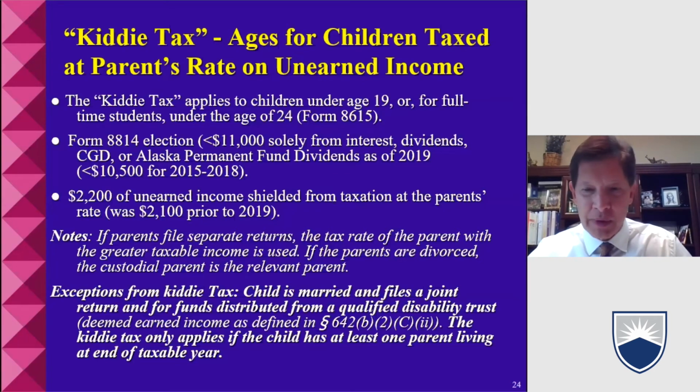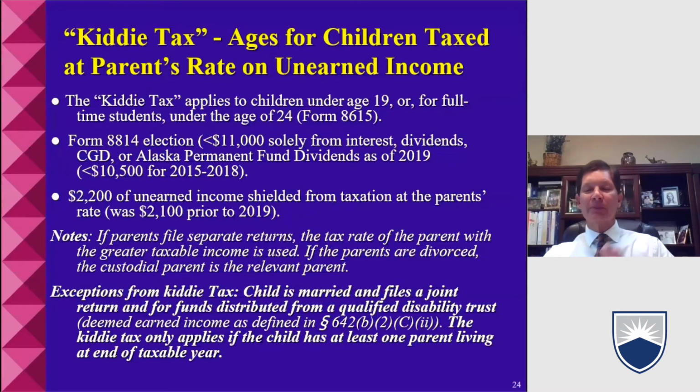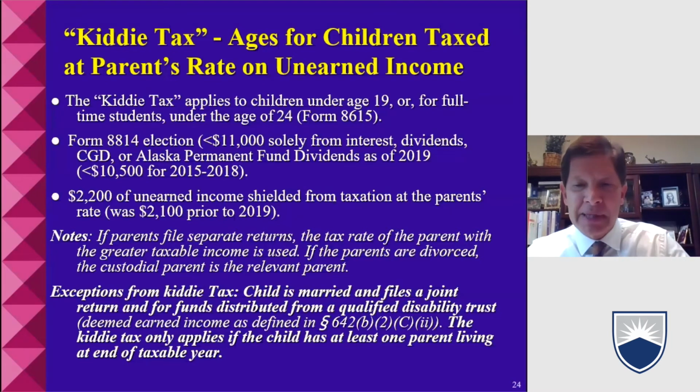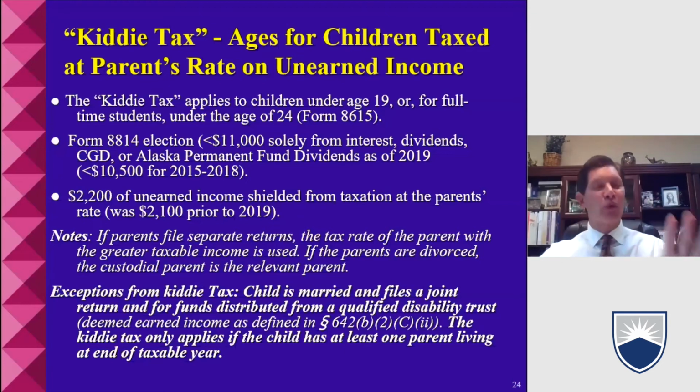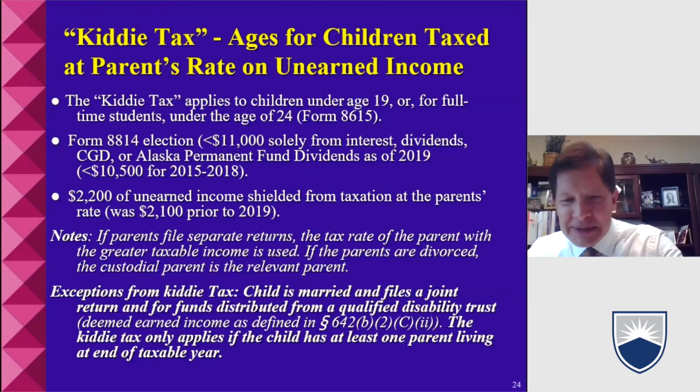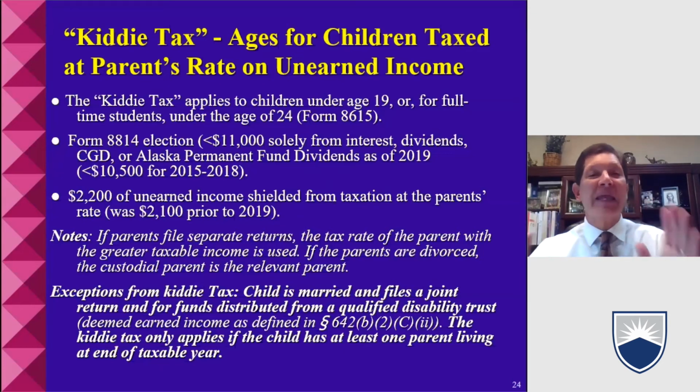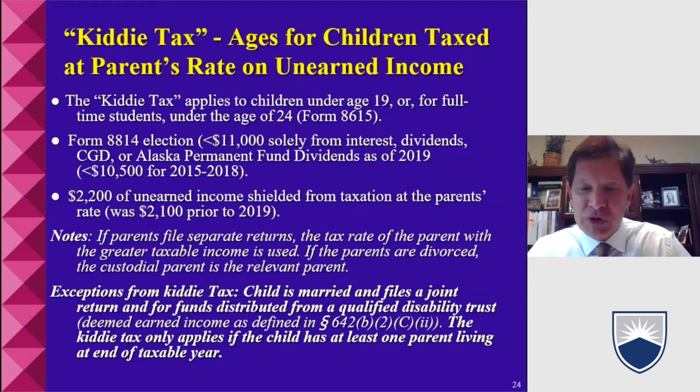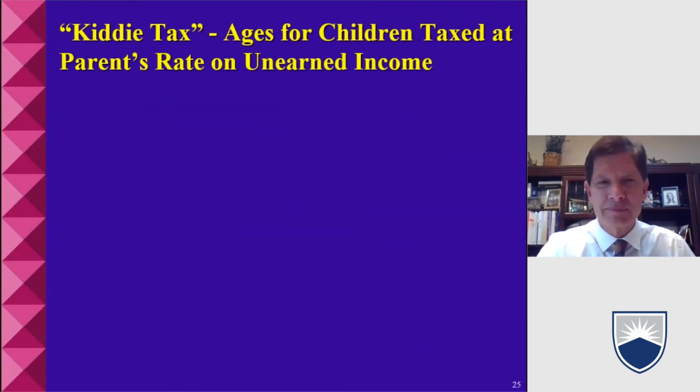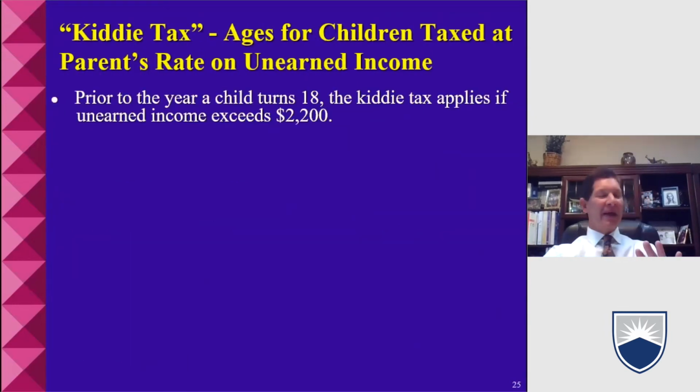There's an exception here. With a qualified disability trust, which is a complex trust, it's not a grantor trust, the income is deemed to be earned income. Now, the kiddie tax only applies if the child has at least one parent alive at the end of the taxable year. So how does this work?